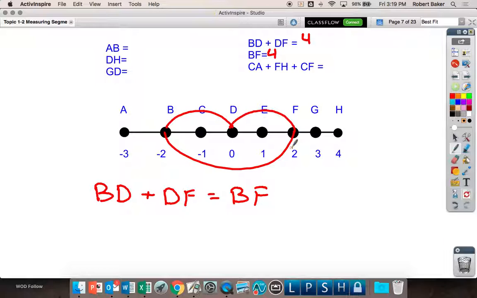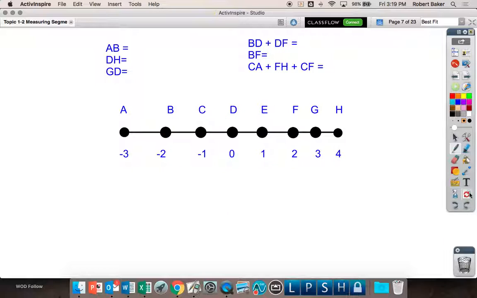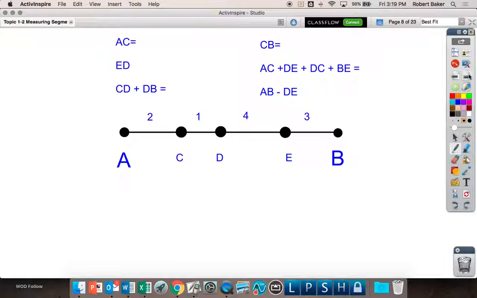Alright, so I'm going to change it just a little bit. Look at how this number line looks. Now peek at this one. Is that a number line? No. No, it's not. Does it have all the dots that are equally spaced apart? No, so you can still do this.